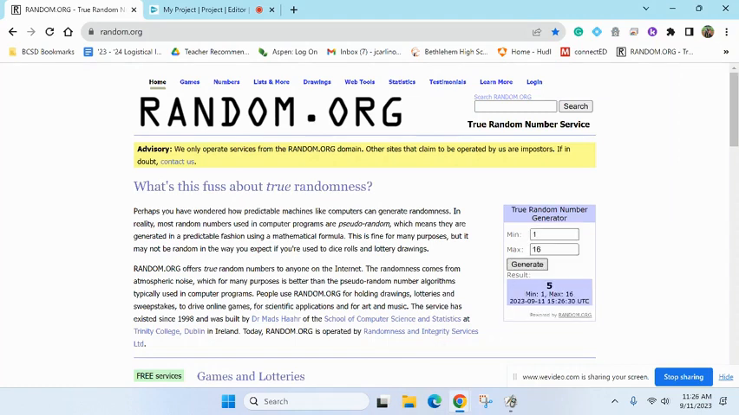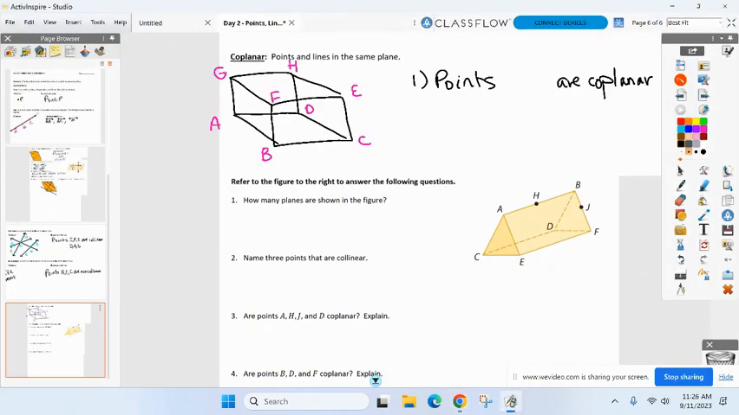Let's roll, Haley. Points F, E, C. Yep. Make sure we separate it by commas. Haley is looking at this plane right up front here. That's the plane she focused on, and she gave me 3 points. Great work.